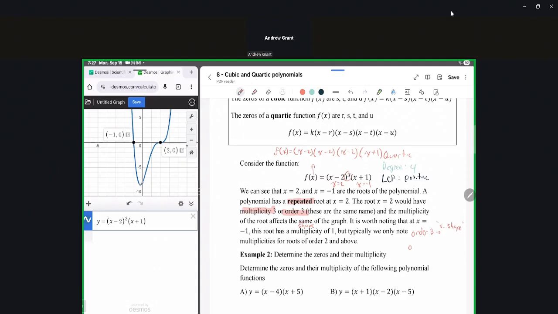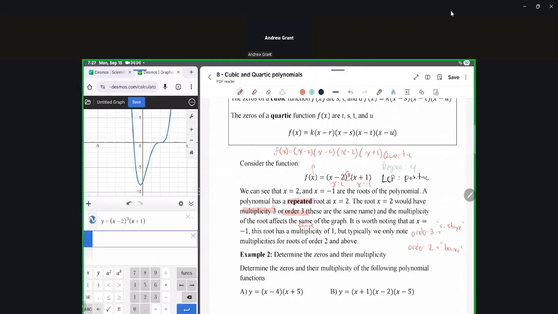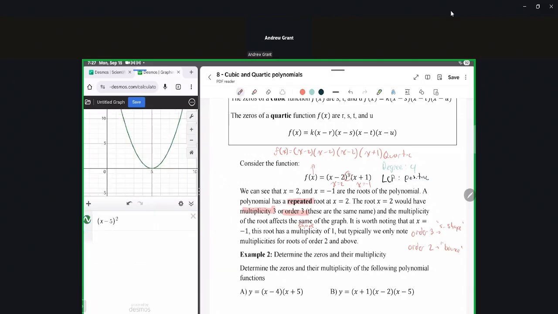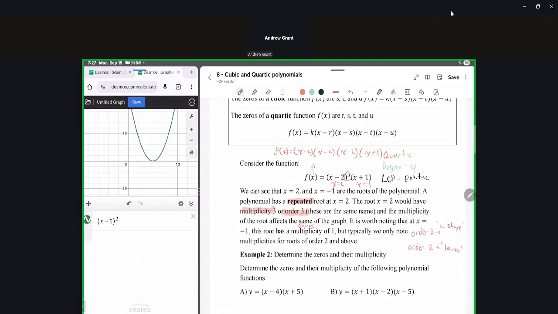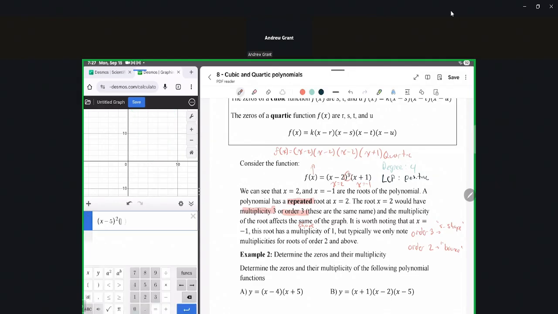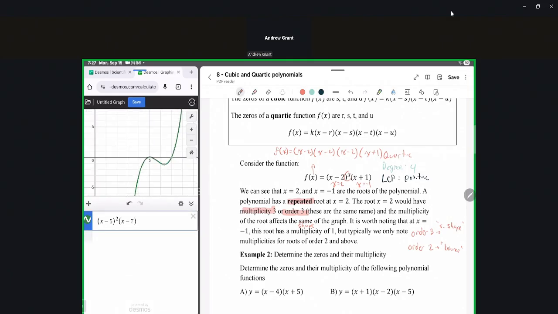And if it's order 2, it'll do something called a bounce. You've actually seen this one before, because you did study these in quadratics. So if you had x minus 5 to the power of 2, we can see that creates a bit of a bounce at that location. And if I were to tack on, say, an x minus 6, that's not a good example. Let's type in x minus 7. You can see there's still that bounce that occurs there. But again, it still maintains its cubic structure.